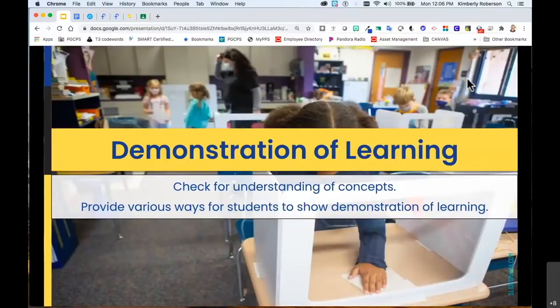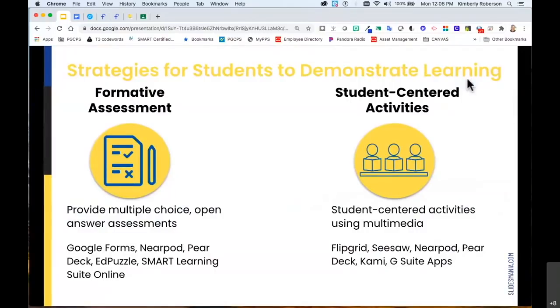Demonstration of learning. Let's take a look at some strategies to help you check for understanding of concepts and provide ways for students to show demonstration of learning. Formative assessments are a great way to have auto-graded assessments, including multiple choice and open answer types of assessments. This is also a great way to give instant feedback to your students and help guide instruction.